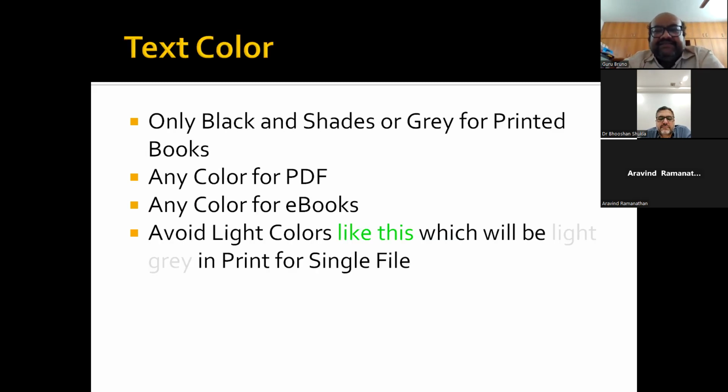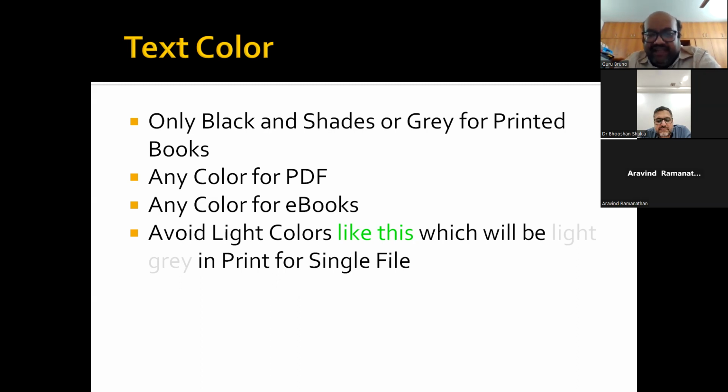Now, what about text colors? If you are going for a printed book, you use only black or shades of gray, unless you are going to print it in multicolor, that is 4-color offset, which will be very, very costly. So unless we are going to print it in 4-color offset, there is no point in using any other color. So use only black and gray. But if you are going to distribute your book by PDF, you can use any colors, because the people are only going to read on the screen, so the different colors will work. And if you are going to distribute your book by ebook, then also you can use any color.